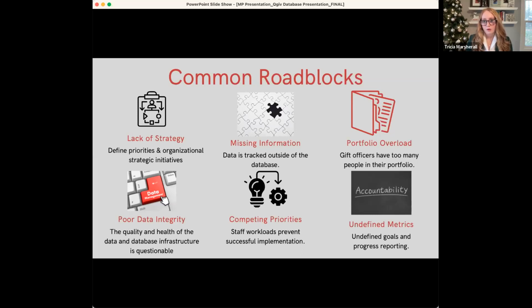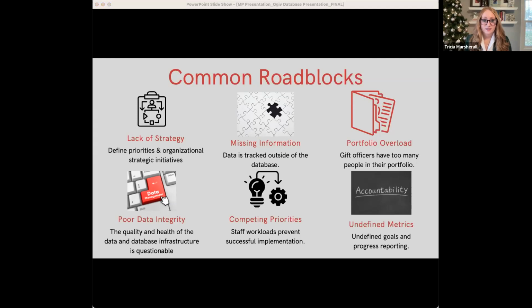We want to know what are those future outstanding requests that we anticipate making before year end, and what requests do we anticipate coming in Q1 or Q2 of next year. That helps with budgeting purposes. And when that information isn't tracked in the database or isn't centralized, unfortunately, it just creates greater opportunity for things to get missed. Another challenge is gift officers have too many people in their portfolio.